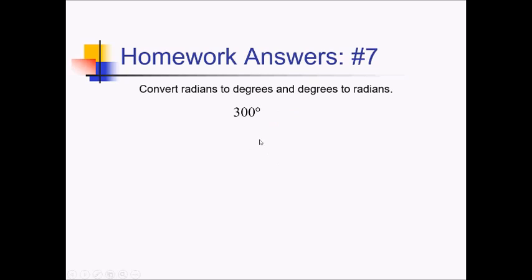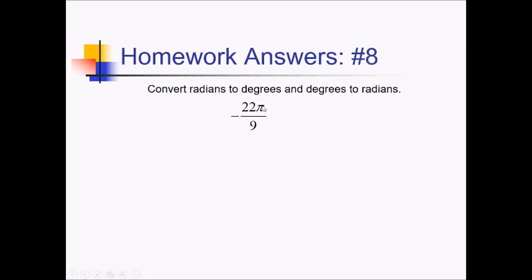For this problem, I'd like to convert 300 degrees into radians, so I can do that by multiplying by pi over 180. And reducing 300 and 180, those are both divisible by 60, so that gives me 5 pi over 3.